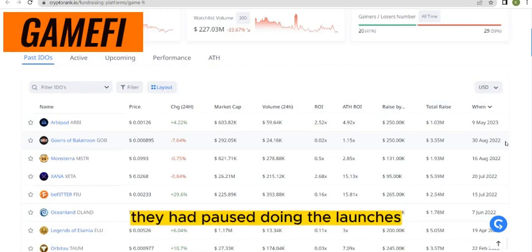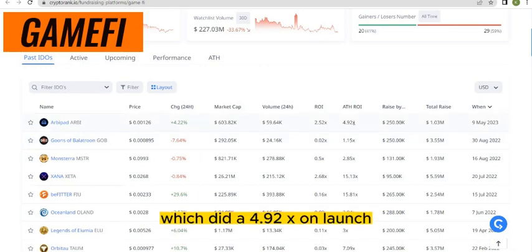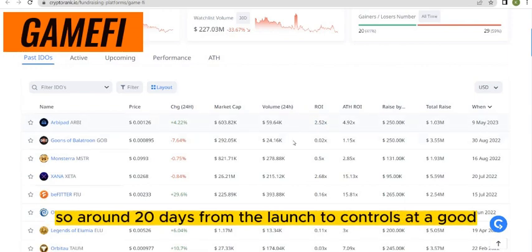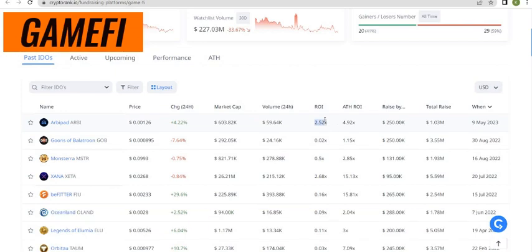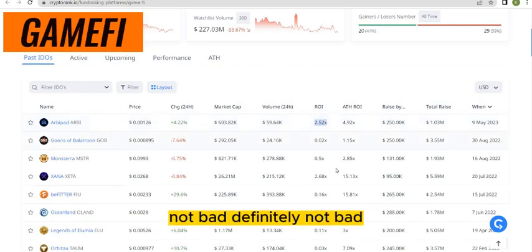They had paused doing the launches, but now they are back in the game, and they started off with RazrFi, which did a 4.92x on launch, and the present ROI is 2.52x. So around 20 days from the launch, the token trades at a good price. Not bad, definitely not bad.